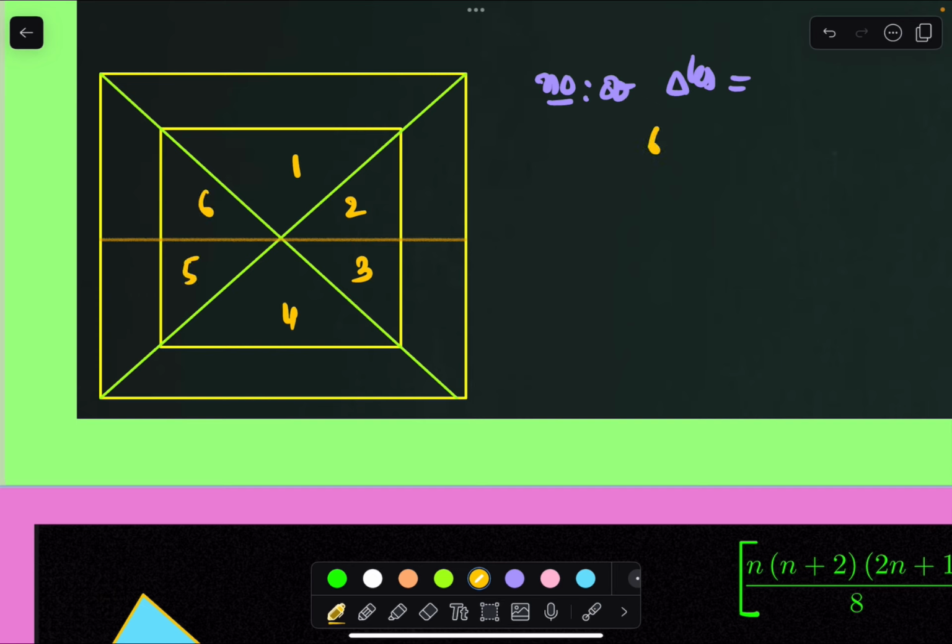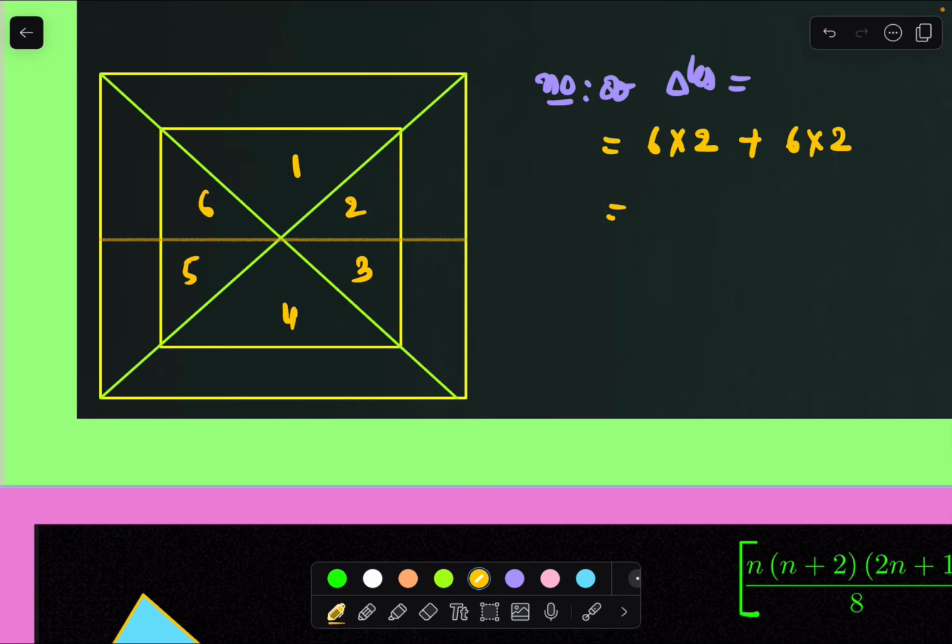So 6 blocks are there inside. Into how many diagonals? 2 diagonals, no? Plus now outside the rectangle also we are looking. So how many blocks are there? 6 blocks are there. How many diagonals are there? 2 diagonals are there, no? So this much we can get.